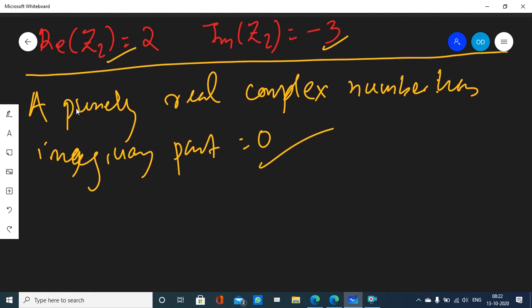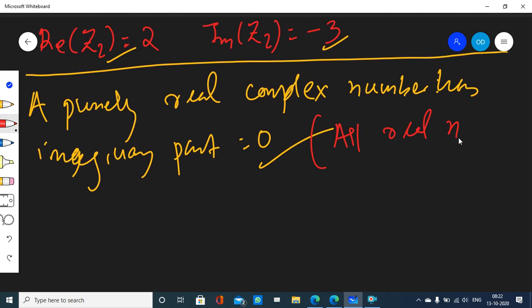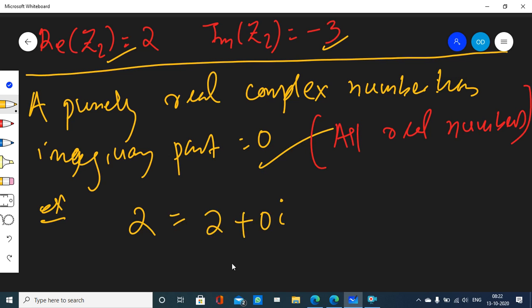Okay, and what are purely real complex numbers? All real numbers are purely real complex numbers, right? We have already discussed that all real numbers are also complex numbers and they are called purely real complex numbers. For example, 2 is a real number and we say 2 is a purely real complex number, because 2 can be written as 2 plus 0i. And what is the imaginary part here? 0, right? So if the imaginary part of any complex number is equal to 0, then that is called a purely real complex number.